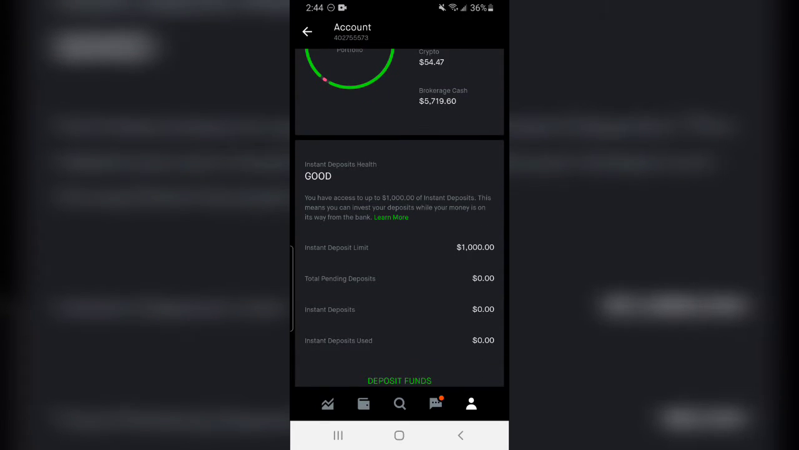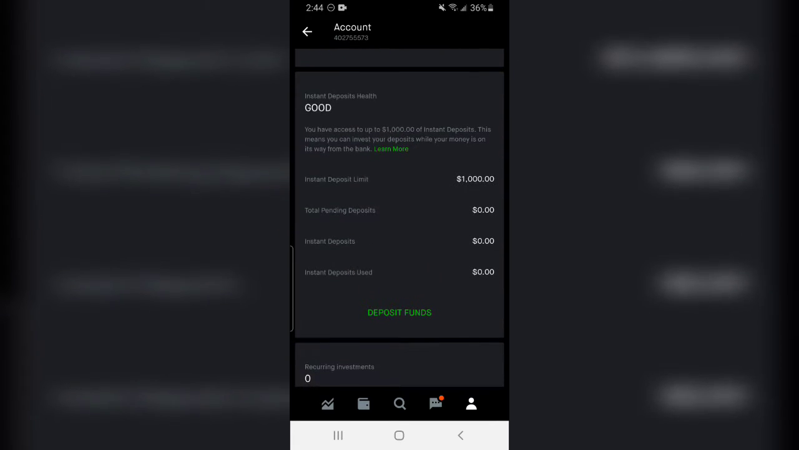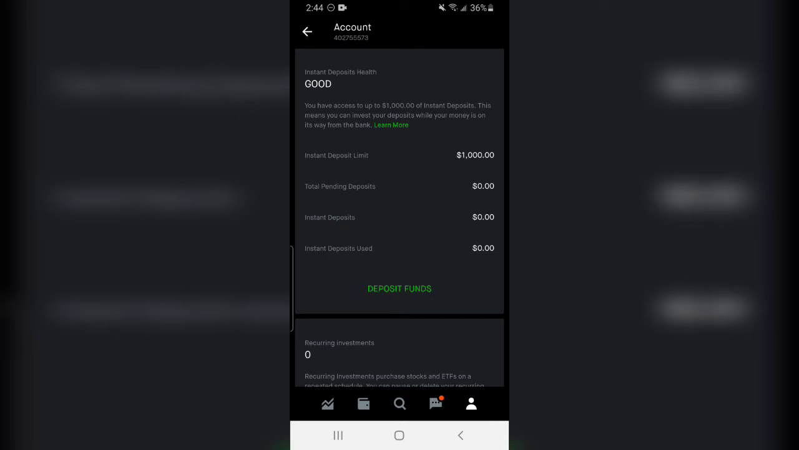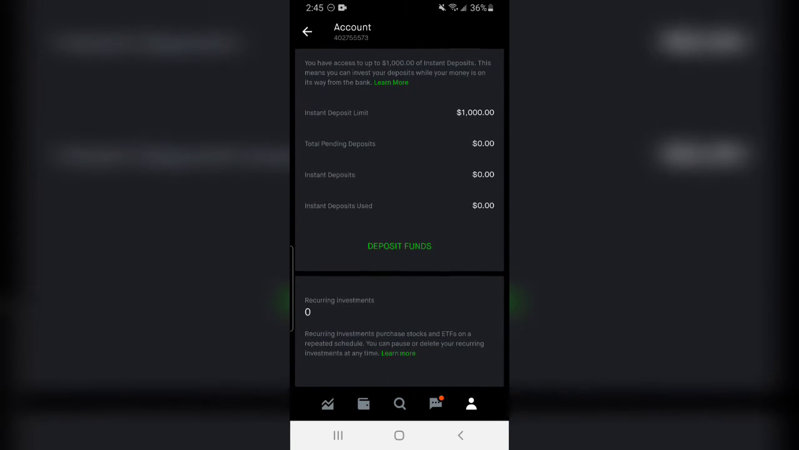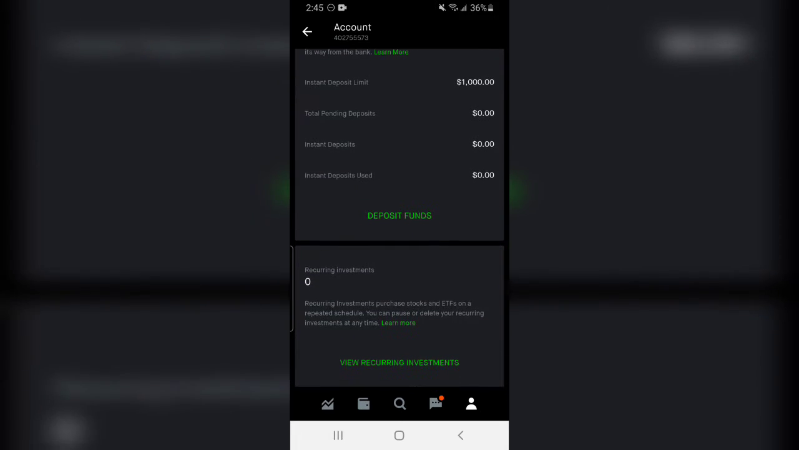You can also have instant deposits. What Robinhood does is, if you deposit $10,000, you have $1,000 instantly to use, and then the other $9,000 has to clear, which takes about 5 business days or something like that.